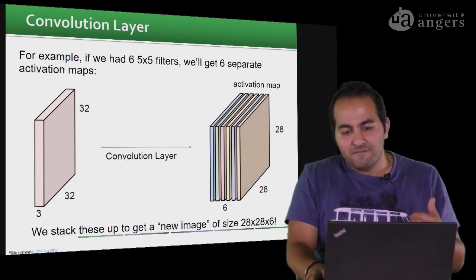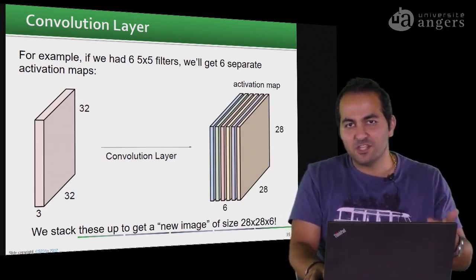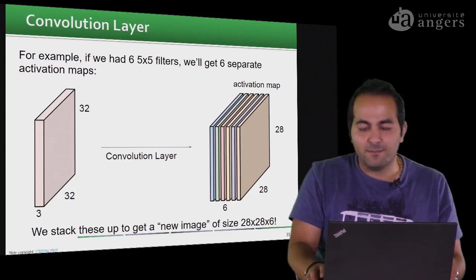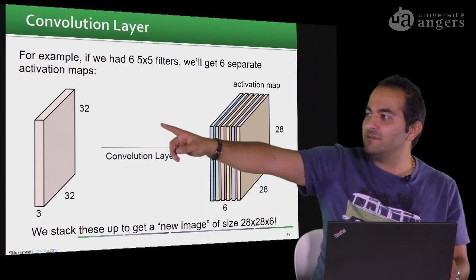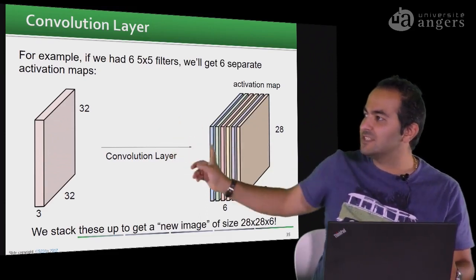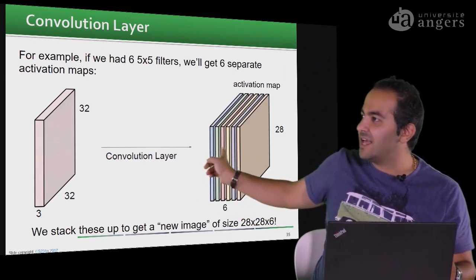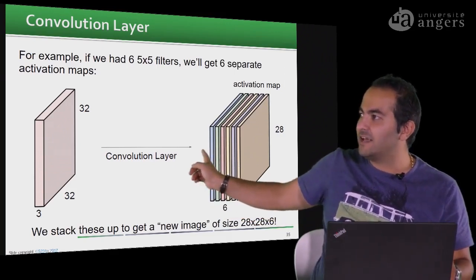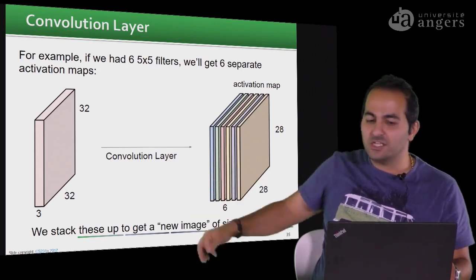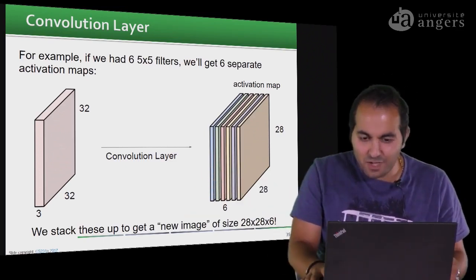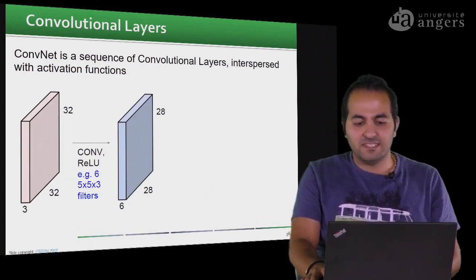If we do this several times, each time we generate one activation map. For example, here, as you can see, we have an image of 32 by 32. We used 6 filters to generate the 6 activation maps, or convolved images, that you can see here. Then we use them as the input of the next layer.